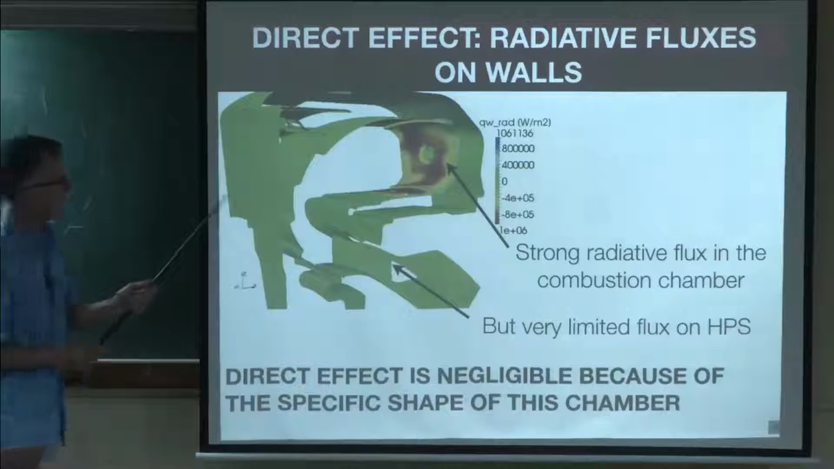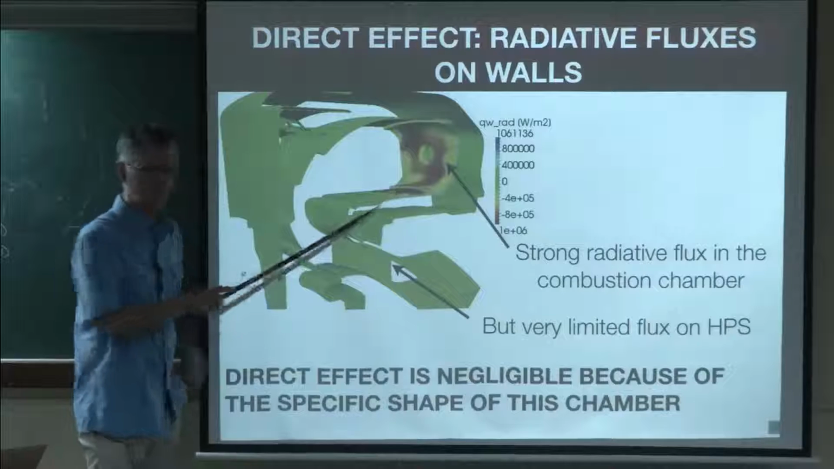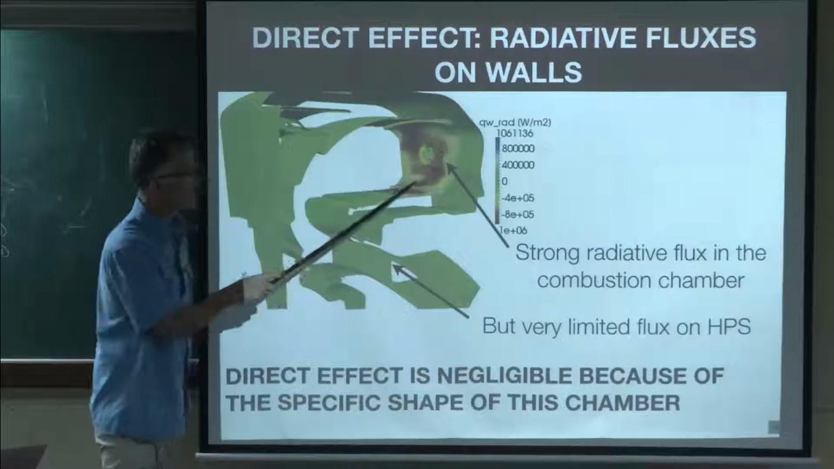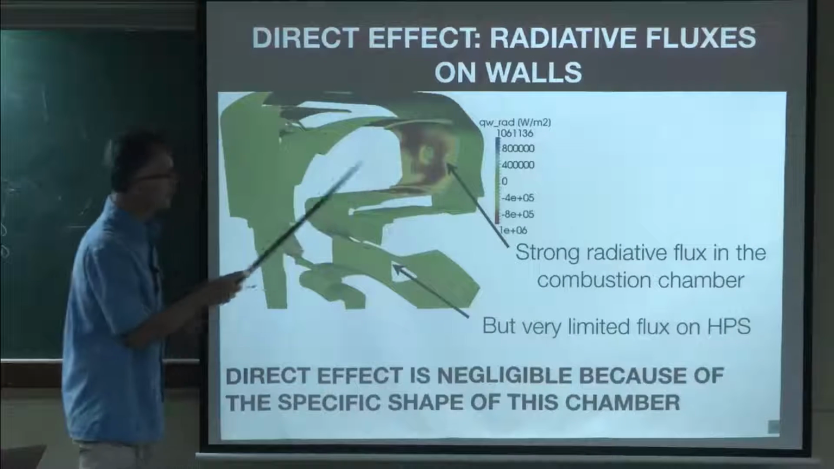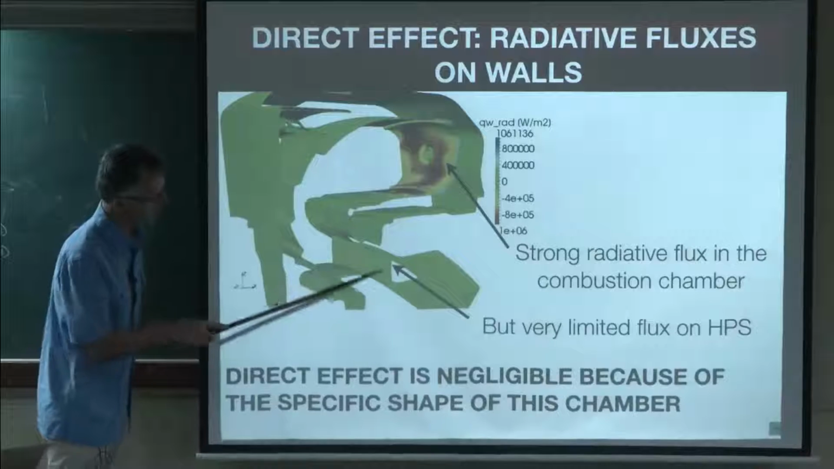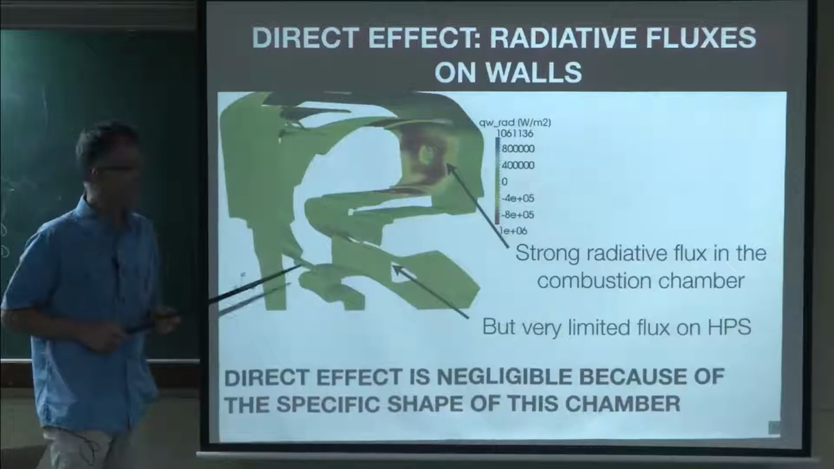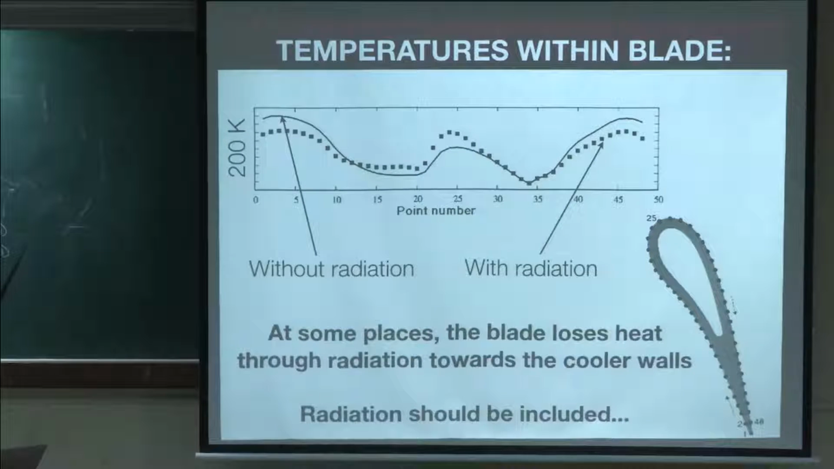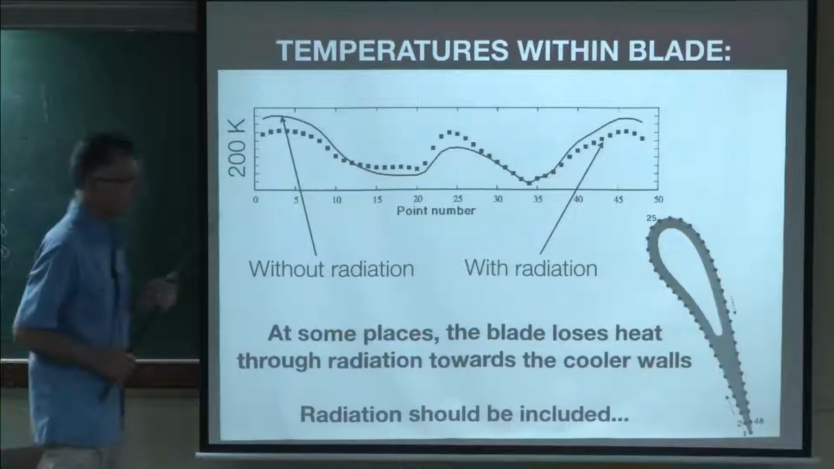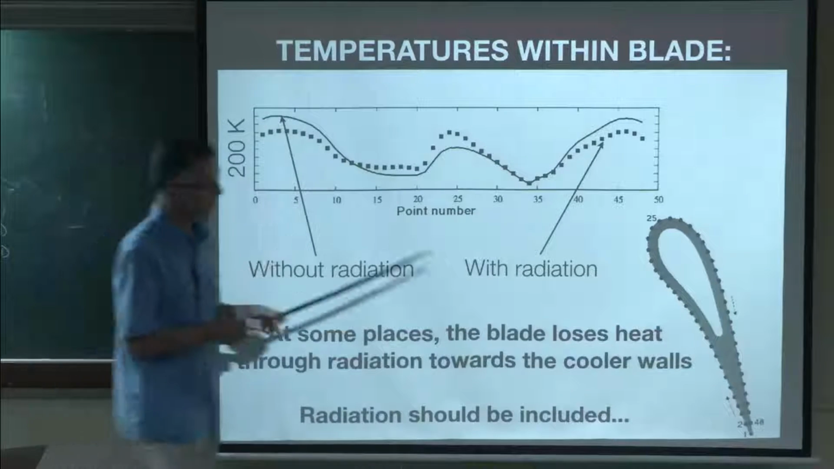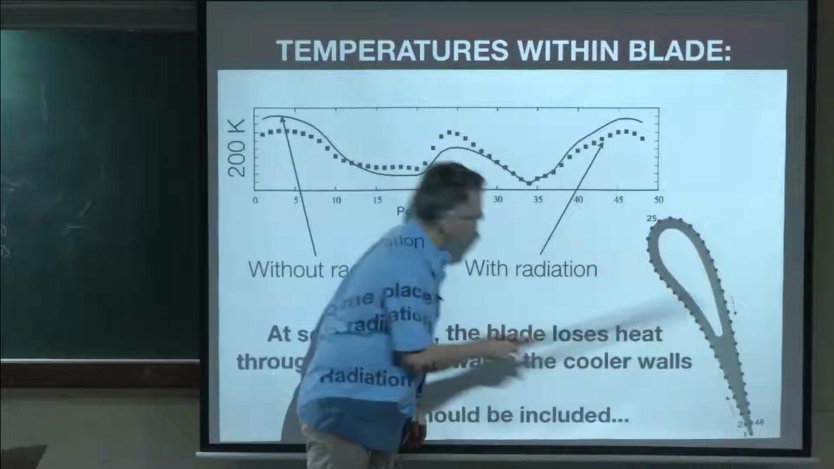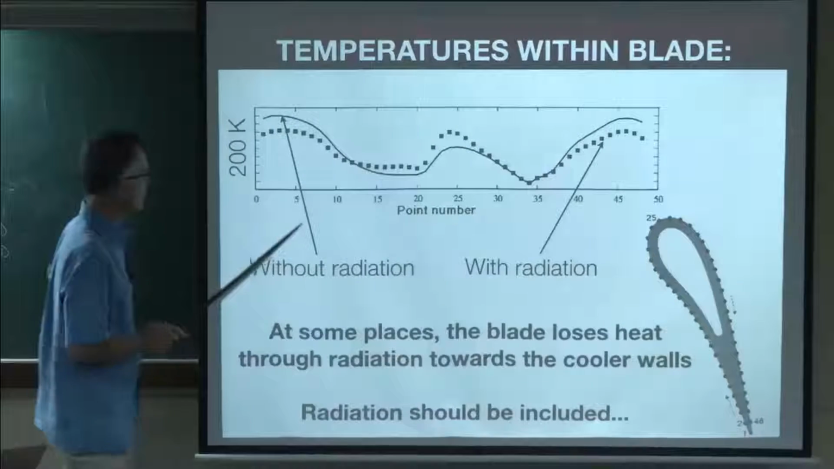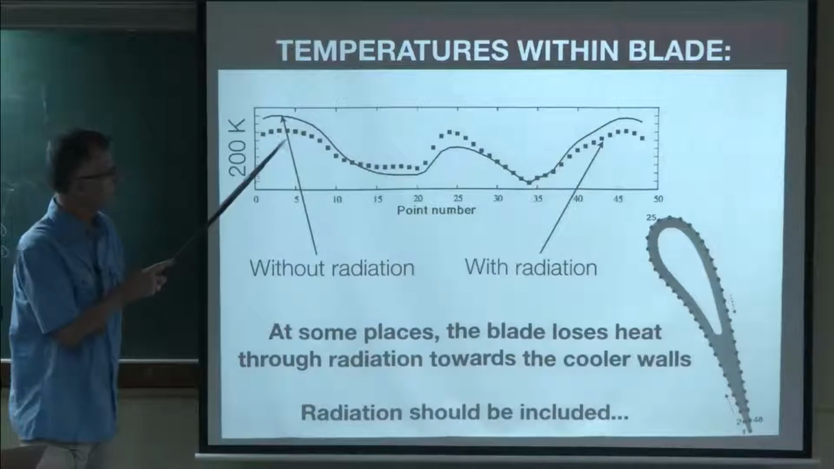Now, these are the fluxes due to radiation on the walls. And as you can expect, it's only in the primary zone that you get a lot of radiation here. After that, you're cooling the gases, and you see that on the HPS, there's almost no radiative flux. So in other words, the direct effect of radiation is negligible. Now, there still are effects due to the indirect effects. This is the temperature here, plotted as a function of the distance along the blade. And you have two computations. One of them is without radiation, that's two codes. The other one is with radiation.